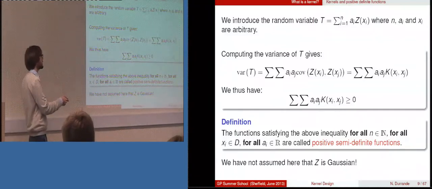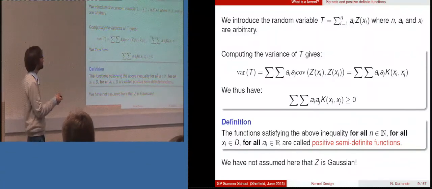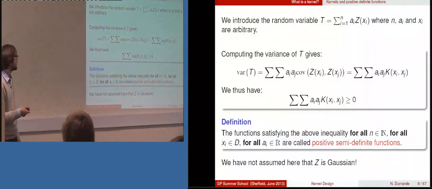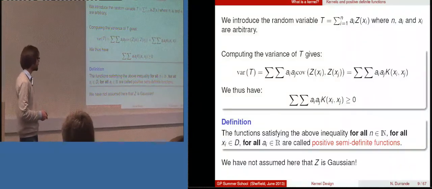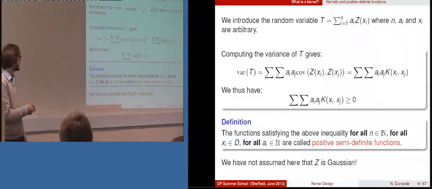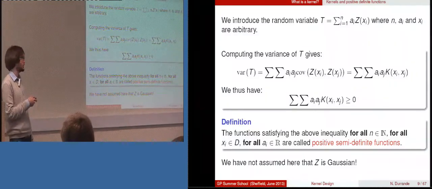So this is a key definition. The functions that satisfy this inequality for all arbitrary n, a_i, and x_i are called positive semi-definite functions. This is true whatever the covariance you're looking at. Z does not necessarily have to be a GP here, but every kernel of a random process is a positive semi-definite function.